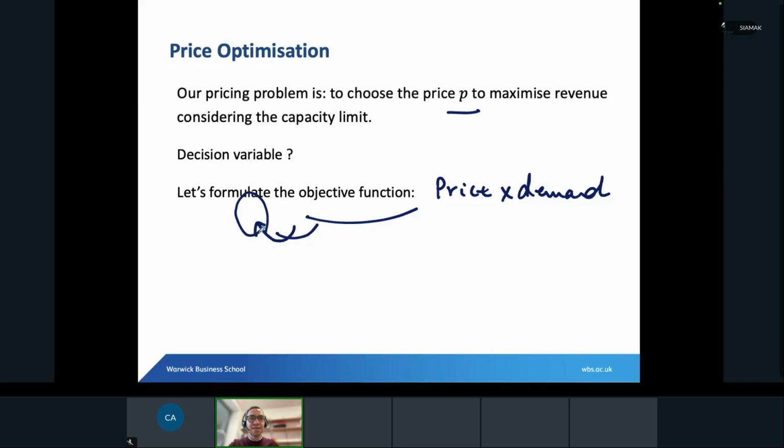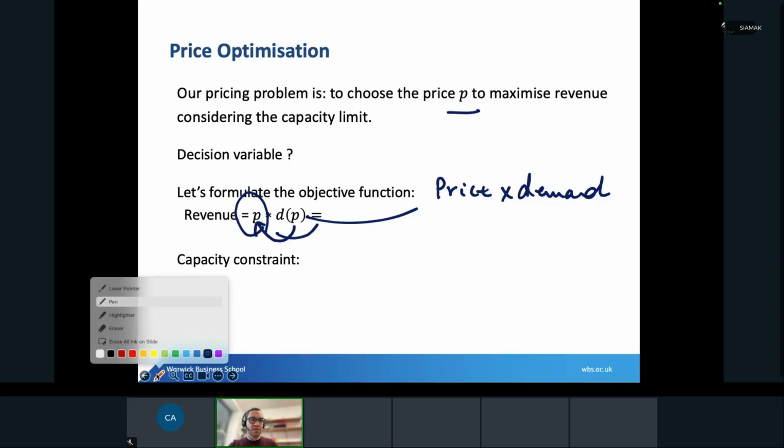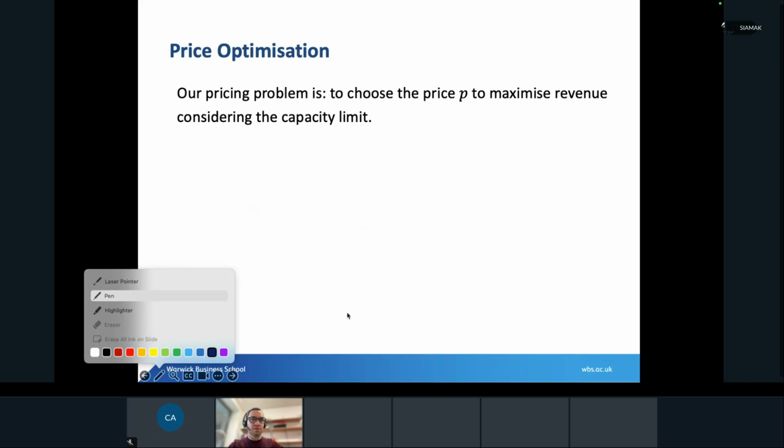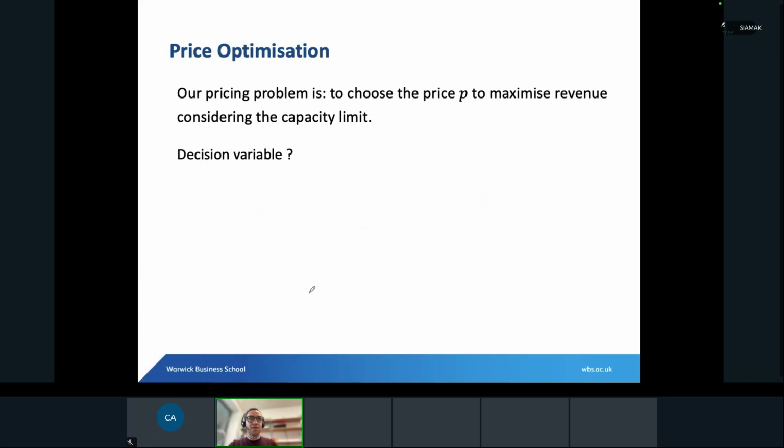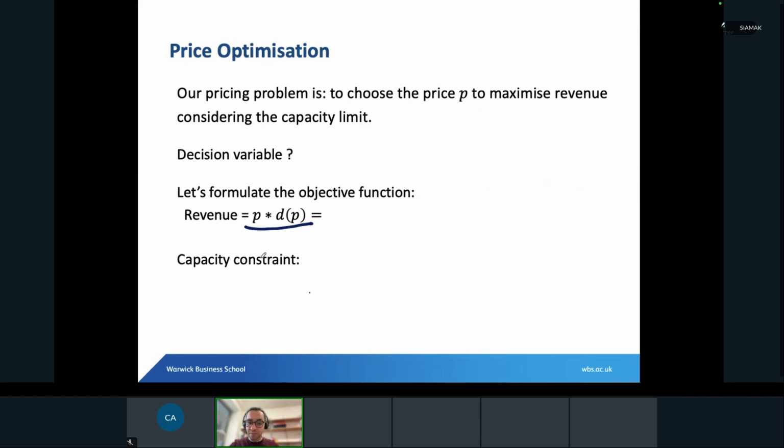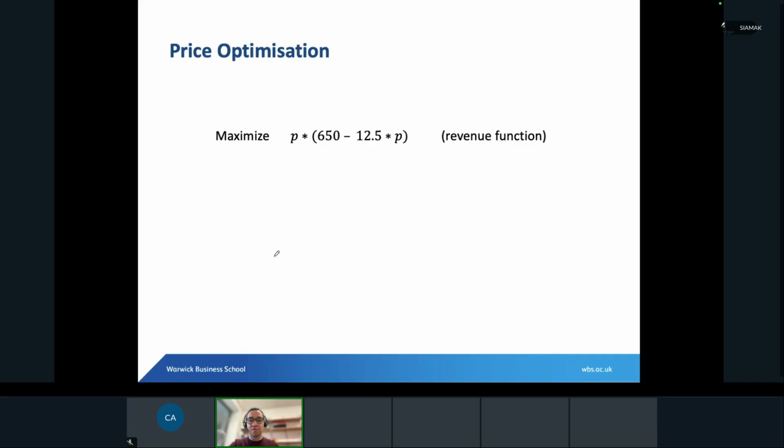But before that, just let me get rid of the inks. This is what we have, right? This is essentially our objective function, multiplication of the price with the demand, which is a function of price itself. And we have a capacity, right? We can't sell more than 200. This is something that we have.